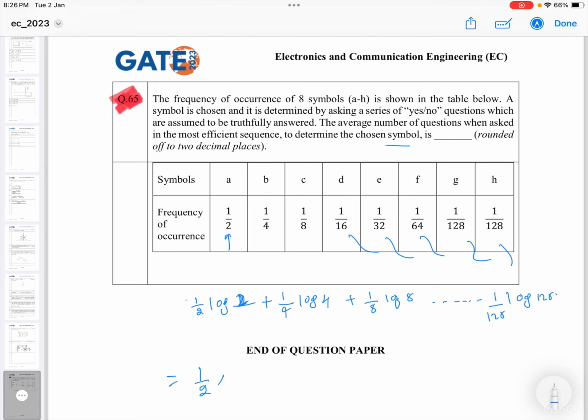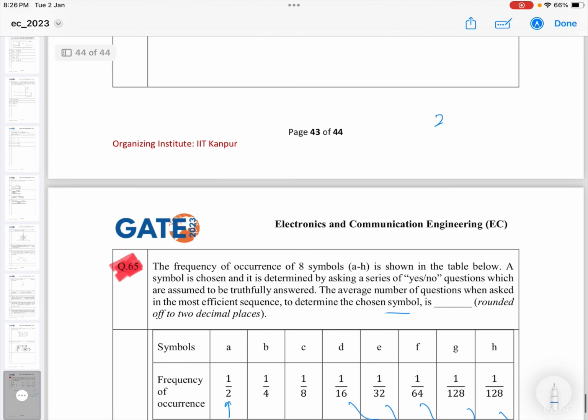Now you do the calculation, you will get your answer, and it will be 1.983, something like that. Okay, those were the 2 questions from the 2023 PC paper in probability.